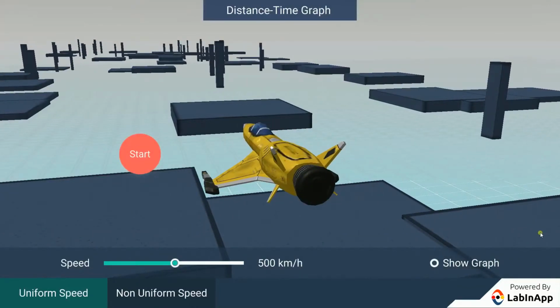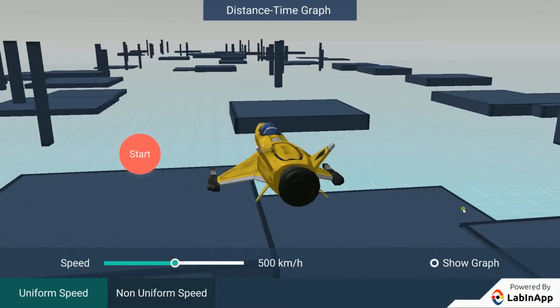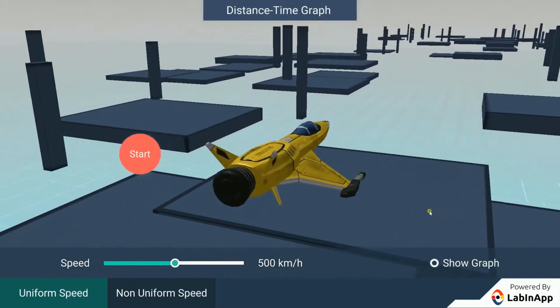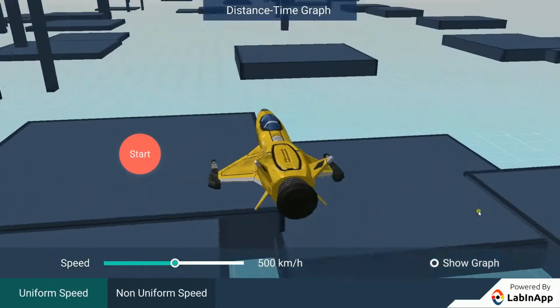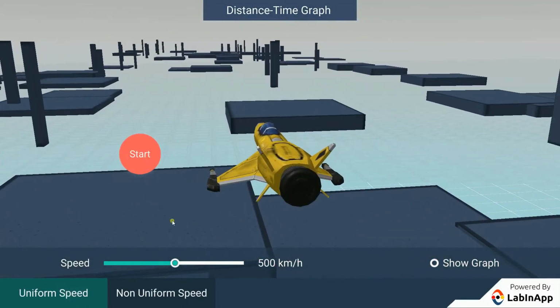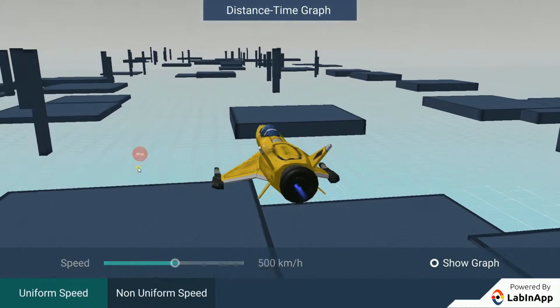We know that speed is the rate of change of distance with respect to time. Let us now explore a graphical representation of motion with a distance-time graph. Start the jet and observe the motion.